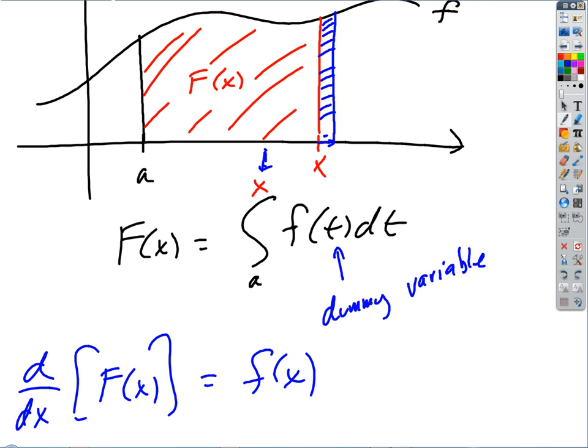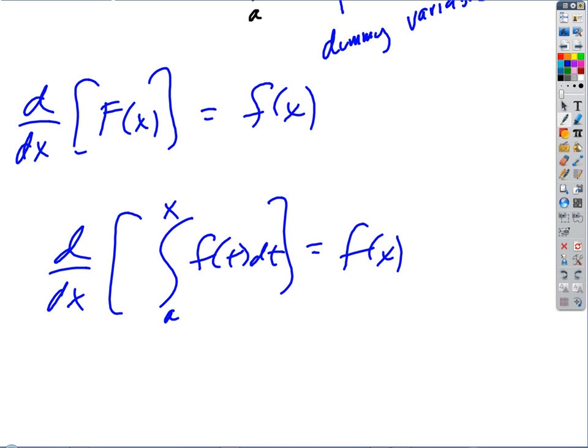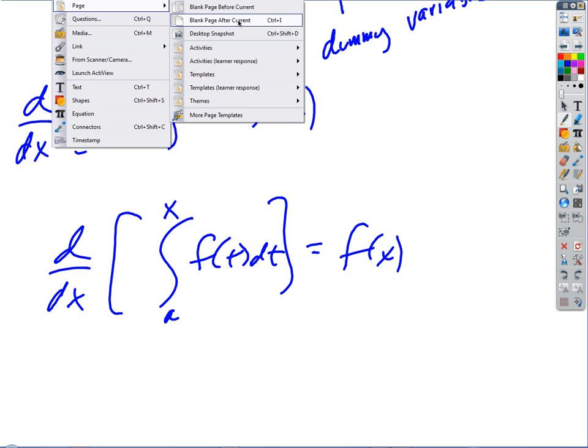So that's the picture right there that kind of tells the story. The rate at which the area is increasing, unless it's below the x-axis, is determined by how tall the function is there. The taller the function is, the more rapidly we're accumulating area. So let's try a problem. And you'll see that these problems are really simple. There's nothing to them.